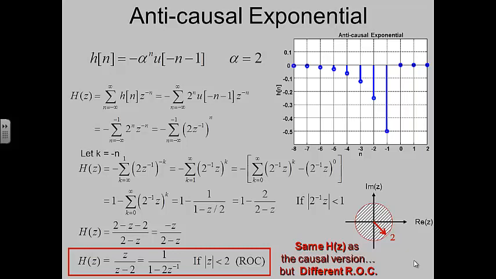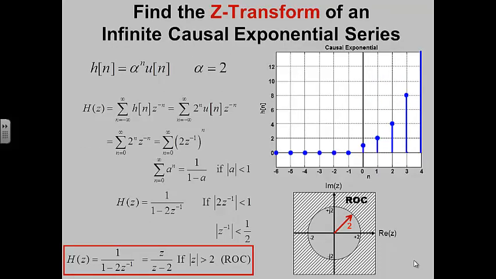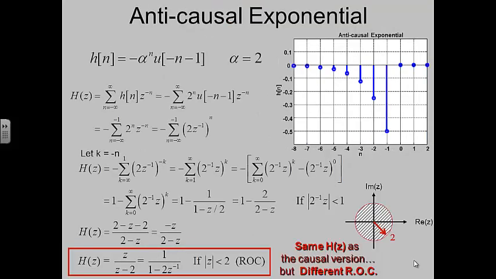And so here's the point of this weird problem. We got the exact same answer for H of z that we did on the previous page. Same H of z. The only thing that changed was the region of convergence. This one had a region of convergence outside 2. This one had a region of convergence inside 2.